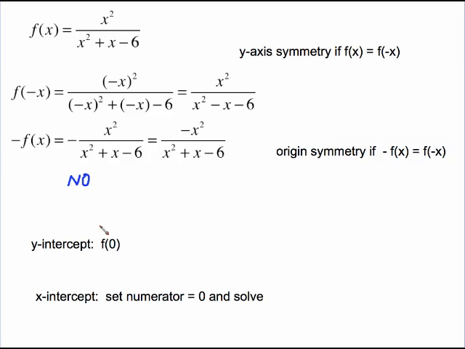Let's get the y-intercept by evaluating f of 0. So we're putting 0 in place of all those x's. We're going to end up with 0 over negative 6, which just equals 0. So we do have a y-intercept. Find the x-intercept by setting the numerator equal to 0 and solving. So x squared equals 0 is going to give me x equals 0 as my x-intercept.